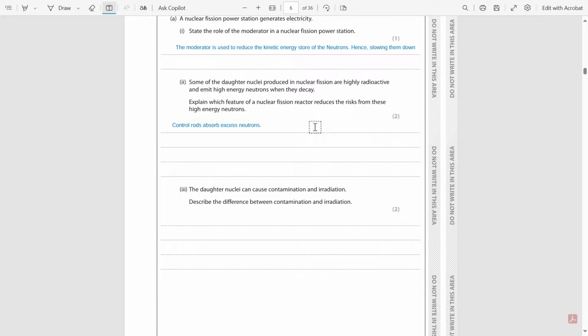Then another thing, guys, there's only 2 marks. Is that we have lead slash concrete lining. Shielding maybe would be better. Shielding to prevent radiation from escaping from irradiating.